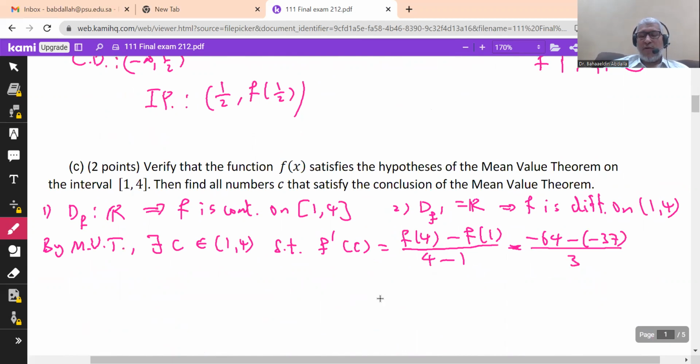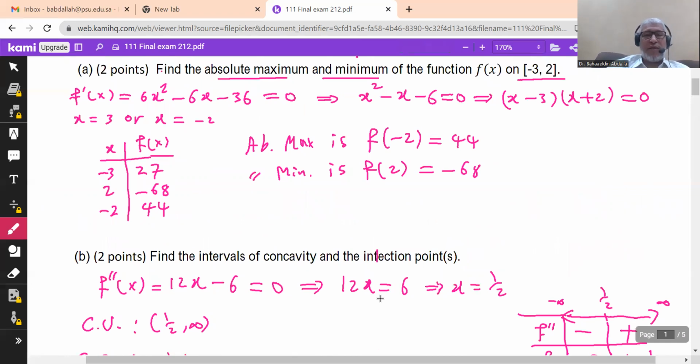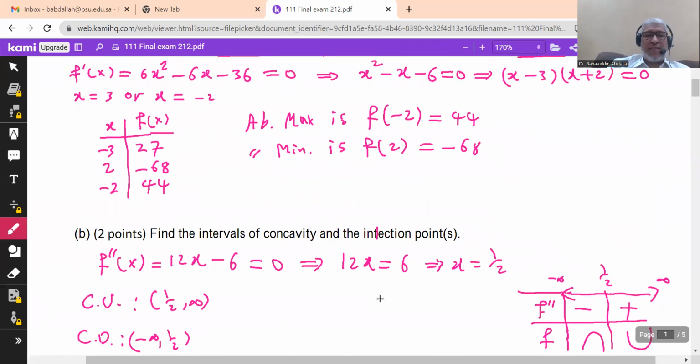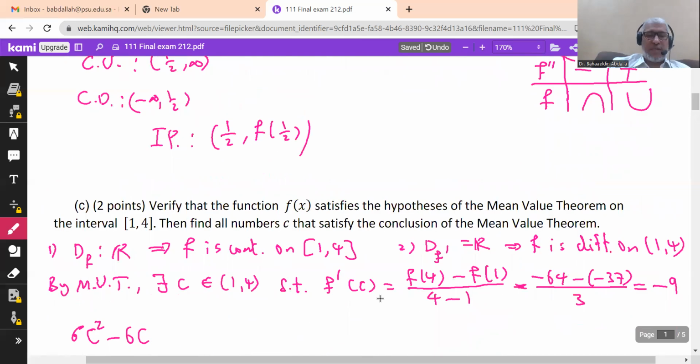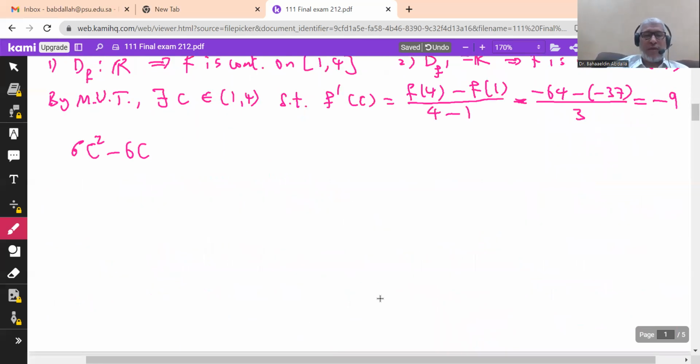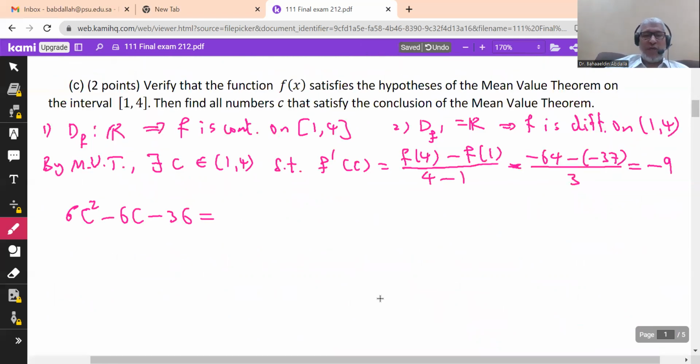Four minus 1 is 3. If you divide negative 64 plus 37 over 3, you get negative 9. So what is f prime of c? This is f prime of x here. So f prime of c would be 6c squared minus 6c minus 36. This is f prime of c, and it would be equal to this number, which is negative 9.